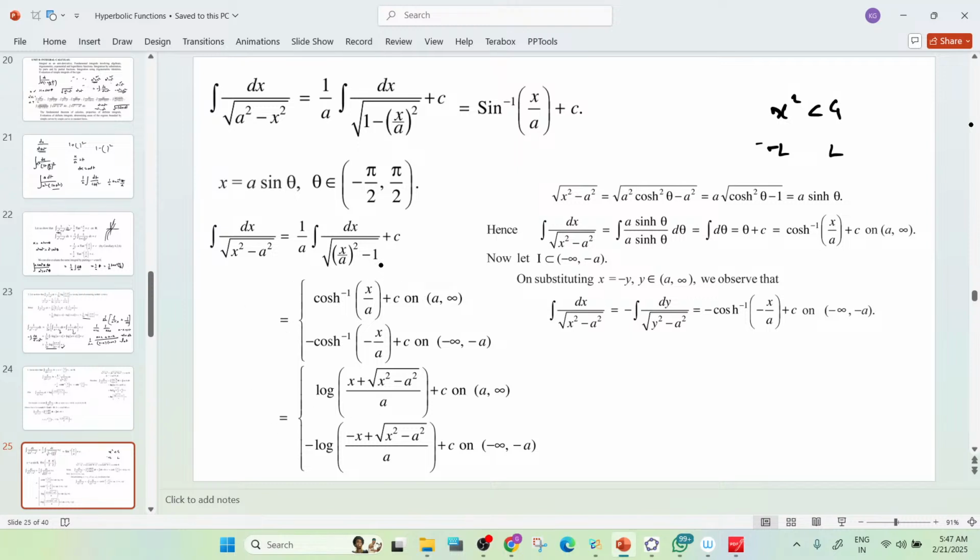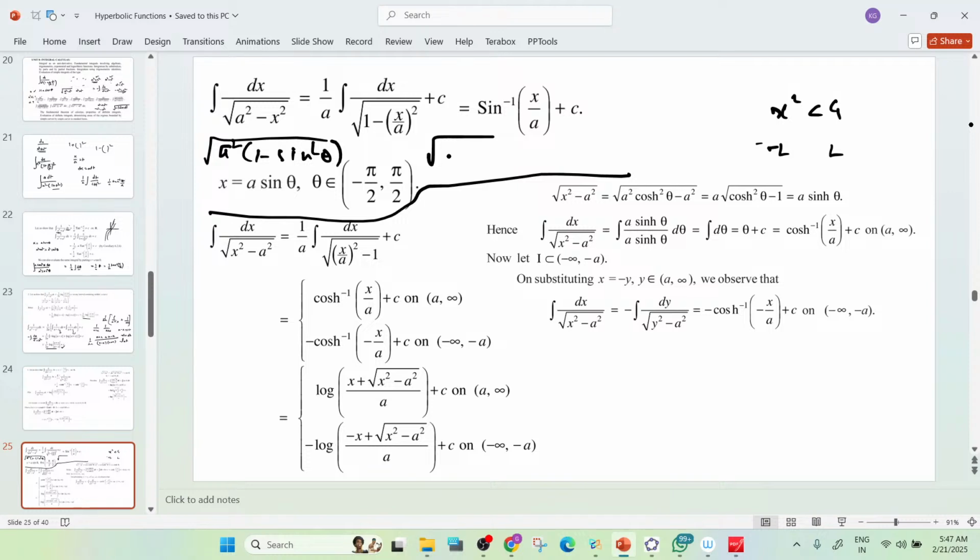So x equals a sin theta. What will happen? a square minus a square sin square is a square into 1 minus sin square. The square root of that becomes the square root of a square cos square, which is mod a cos theta, since a square root is always a positive number. It is not exactly clear whether we should take it as plus a cos theta or minus a cos theta.